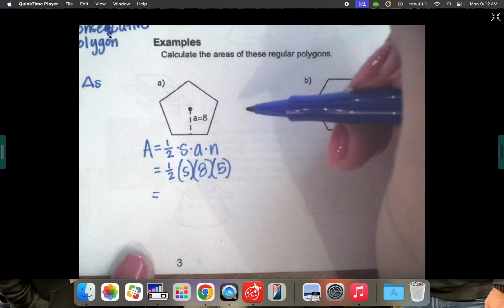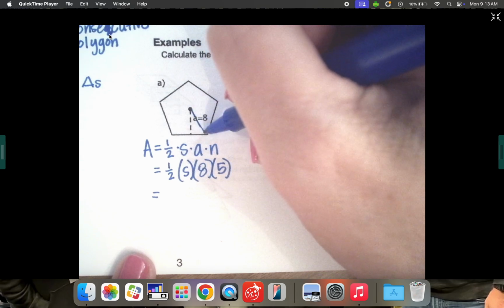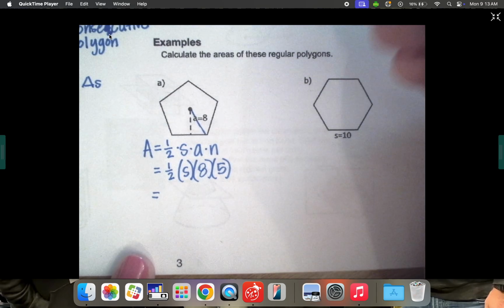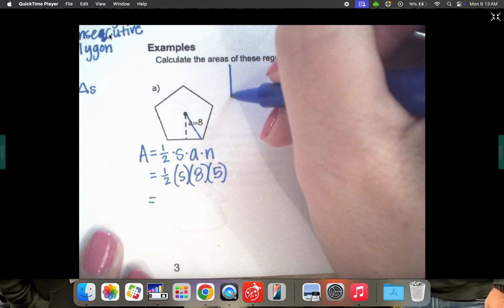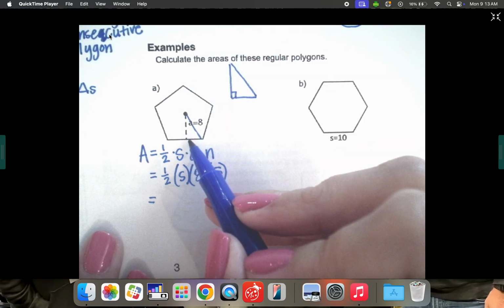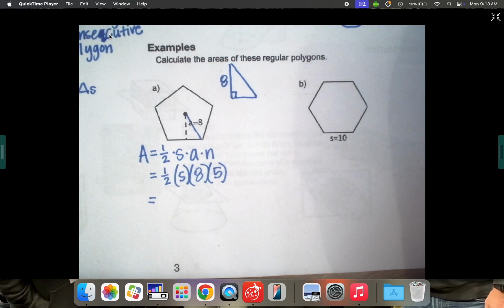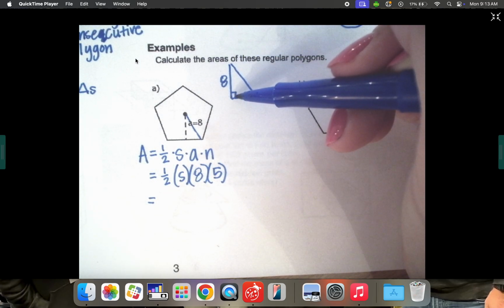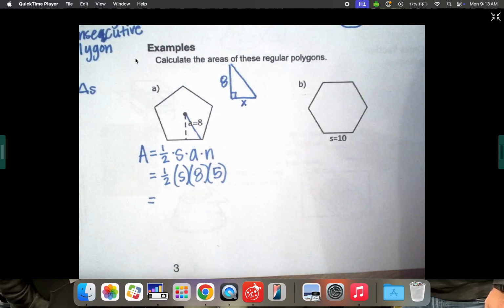So here's what I'm going to do. Just bear with me here. I'm going to make this triangle off to the side. I'm going to try to find some space for it. I'll do it up here. So this triangle is the same thing as right here. And the apothem is 8, so we know this side is 8. We know this is a 90-degree angle. And we know we're looking for how long this side length is.